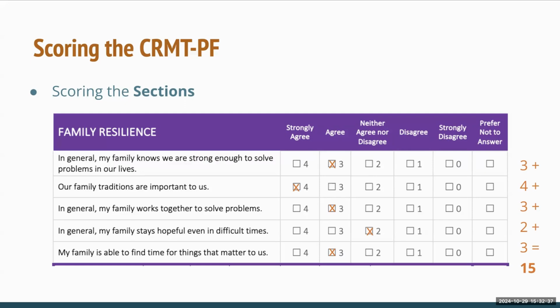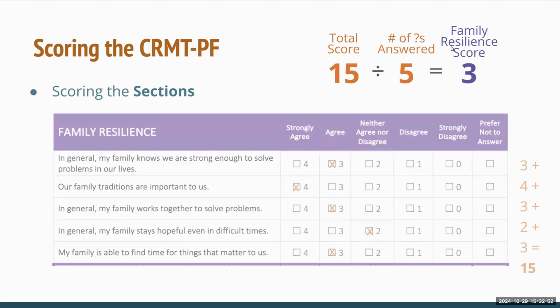How you score this section is to add up the value of each of the questions in that section. You can see these scores along the right side of the table. Added together, this caregiver scored 15 total points for family resilience. The next step is to calculate the average score for this section. You take the total score, 15, and divide it by the number of questions that the person answered. In this example, that is 5. That gives you an average of 3. So this caregiver's family resilience score is a 3 on a scale of 0 to 4.